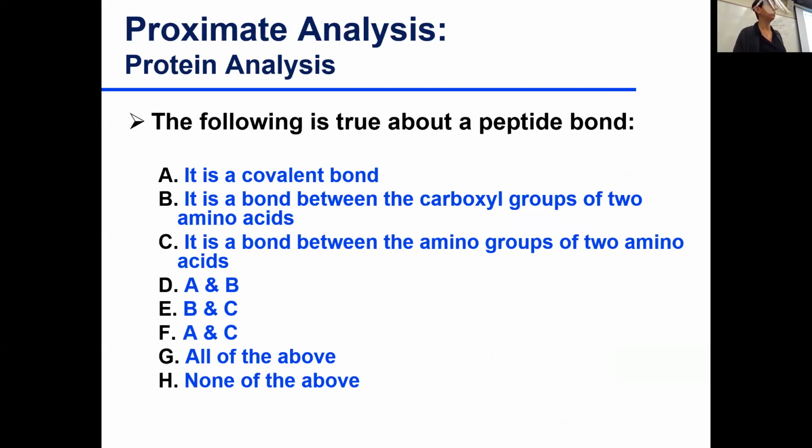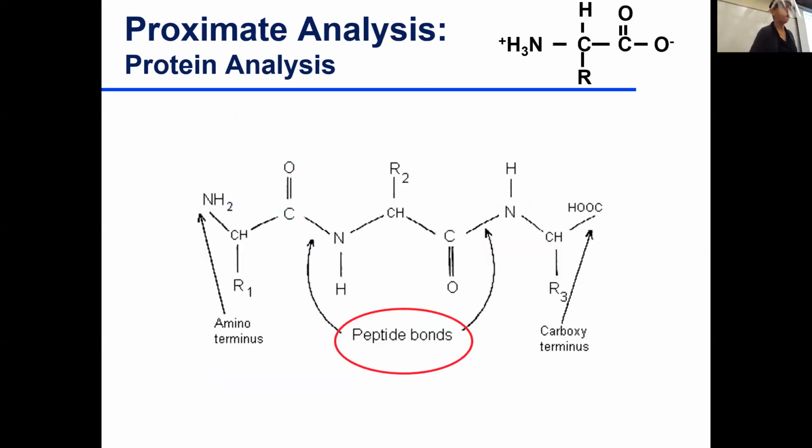What do you know about a peptide bond? A. So A is correct. It's a covalent bond. Yes. B and C are incorrect. What is it? It's a covalent bond, and it's a bond between what and what? Go ahead. I'm going to go with Elizabeth. Yeah, it's the carboxyl group of one amino acid and the amino group of another amino acid that gives me a peptide bond.